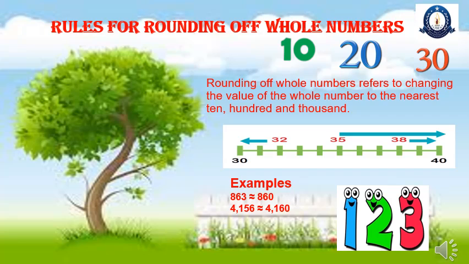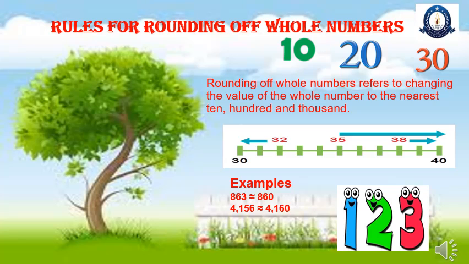Now let's see another example. 4156. Which number is on the place of tens? 5. Next number is 6. 6 belongs to the up family. So 5 will go one step up. In place of 5, 6 will come. And in place of 6, we will add 0. Again, why are we adding 0? Because we are rounding off to nearest 10. So the answer will be 4160.